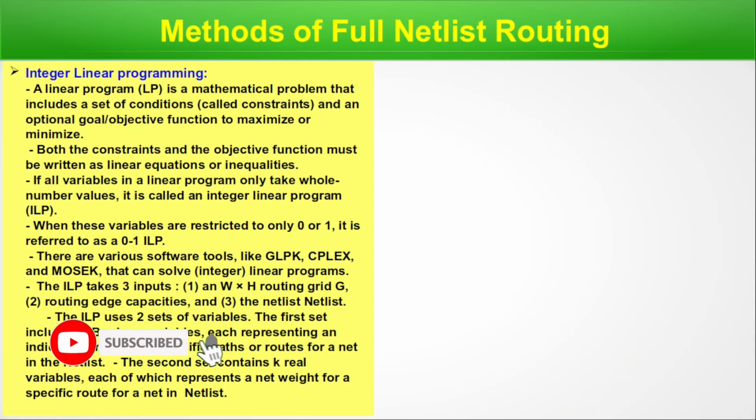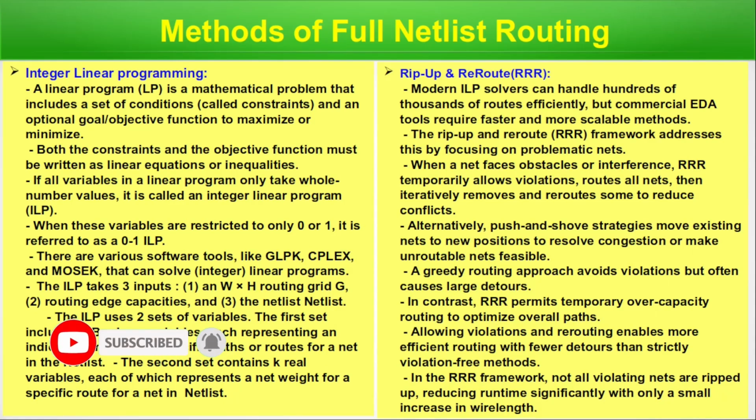Methods of full netlist routing. There are two methods: integer linear programming and rip-up and reroute, that is RRR. A linear program is a mathematical problem that includes a set of conditions called constraints and an optional goal, or objective function, to maximize or minimize. Both the constraints and the objective function must be written as linear equations or inequalities. If all variables in a linear program only take whole number values, it is called an integer linear program. When these variables are restricted to only 0 or 1, it's referred to as 0-1 ILP.